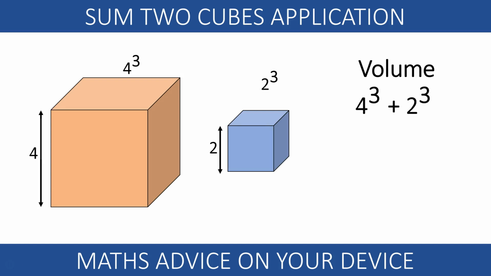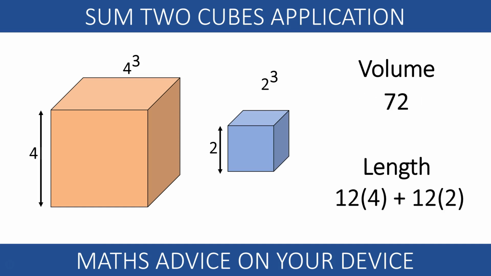The volume is 64 plus 8, which equals 72. The length around the edges is 48 plus 24, which also equals 72.